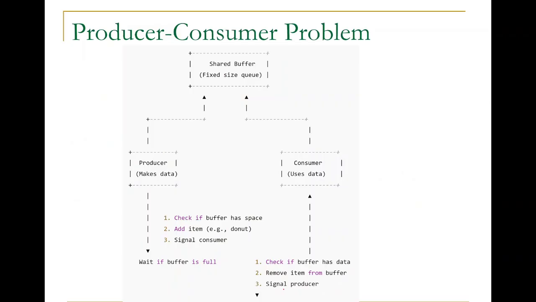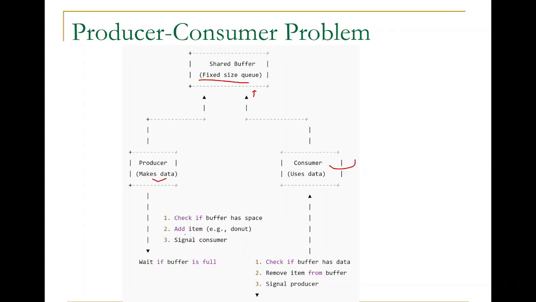We can see this is a flowchart of the producer-consumer program. They have a shared buffer here, a fixed size queue. Remember, we are talking about fixed size here. So the producer makes data and dumps it here. The consumer goes to consume the data from the fixed size queue.